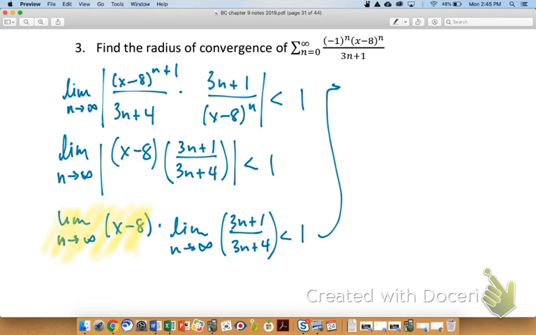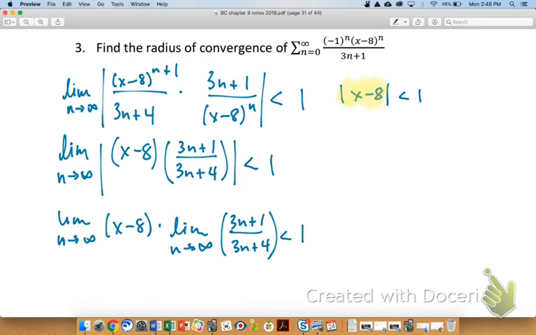So it just ends up being x minus 8 is less than 1. Absolute value, technically, here. Oh, hey, look at that. It still works. So you end up with absolute value of x minus 8 is less than 1. So this is where I would stop. Here's what I want you to look at this and think: this right here is my radius of convergence.